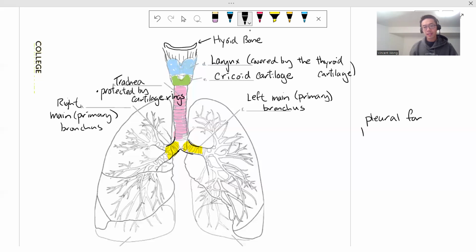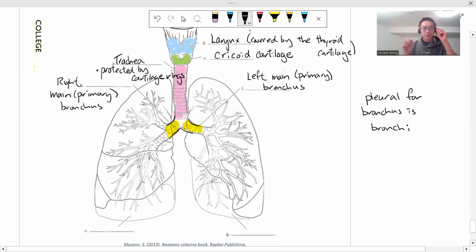Plural for bronchus is bronchi. It's like nucleus, nuclei, right? But it's weird. Like the plural for octopus is octopuses, not octopi. So I guess it depends on the context. Sometimes you have to change the us to i, other times not so much.